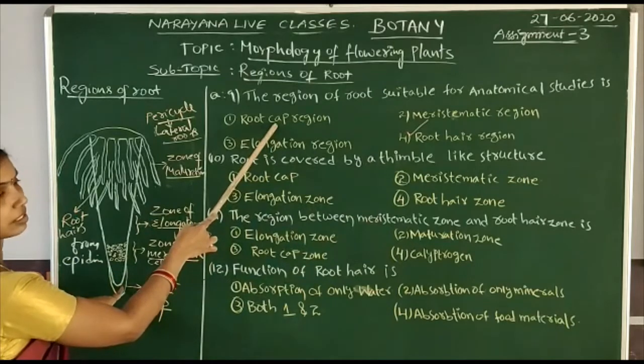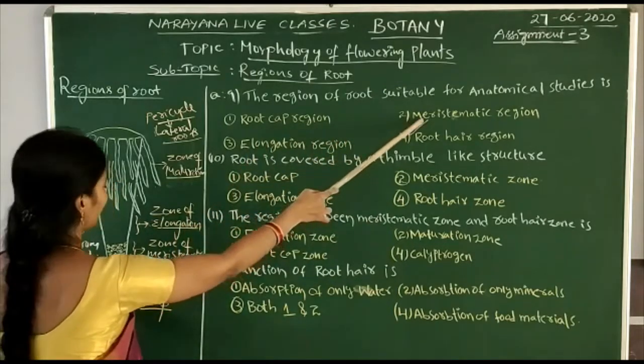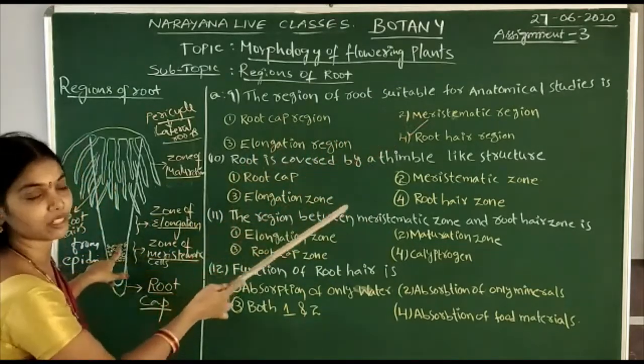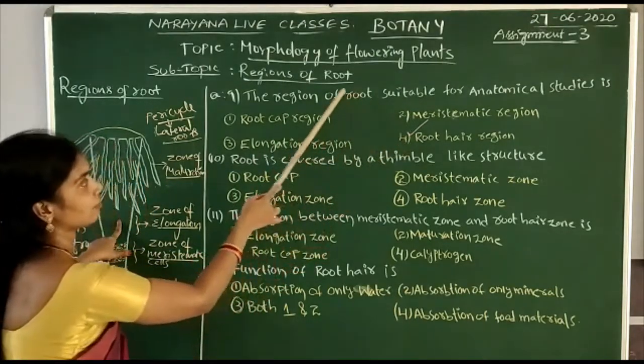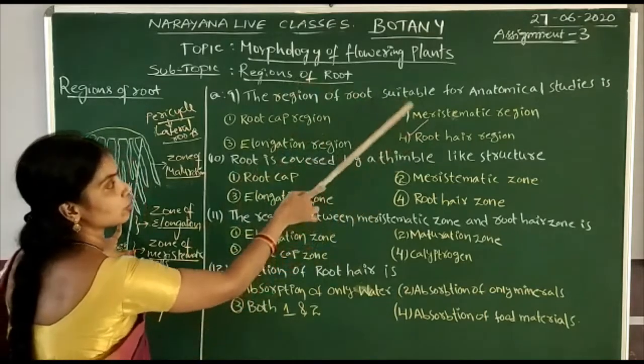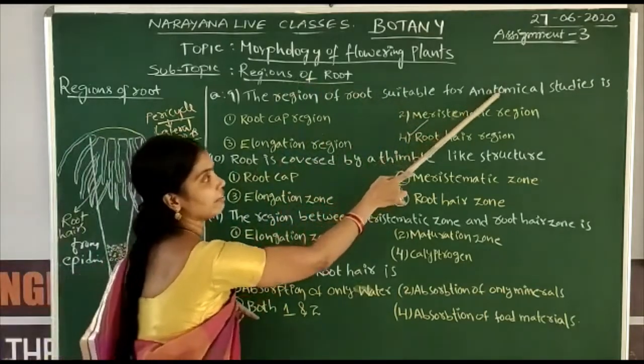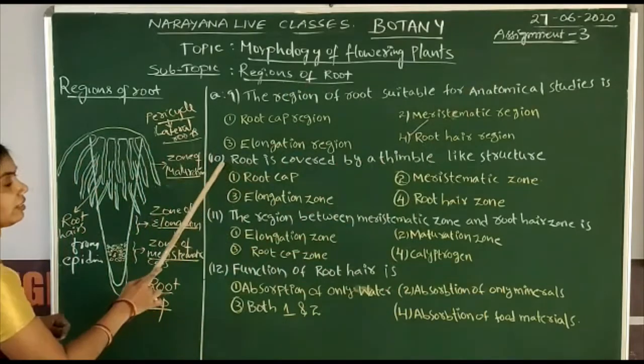Root cap, you cannot see those matured cells. Meristematic, dividing cells, newly formed cells. And elongation, length is increased. So option 4 is correct for ninth question, as there are matured cells in this region, so we can have anatomical study. Next, 10th question.